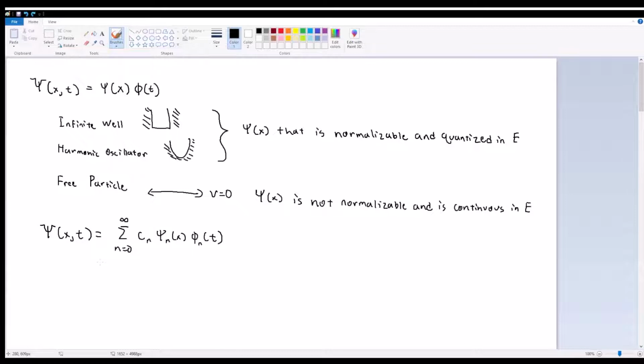So that's all fine and good, but physically there has to be some sort of distinction between these top two, where the stationary state is physically realizable, and this bottom one, where the stationary state isn't physically realizable.